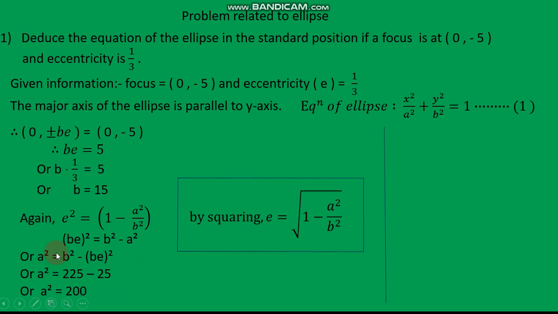So look at here, putting the values of b square: b is 15, so square of b is 15 square, that is 225, and e is 5, so square of e is 25, so a square is equal to 200. So b is 15, that is b square is 225, and a square we have already obtained. Putting those values in this place we get the required solution. So x square by 200 plus y square by 225 equal to 1. On simplification we get 9x square plus 8y square equal to 1800, and this is the final answer.